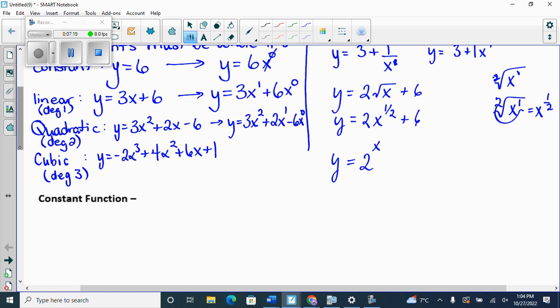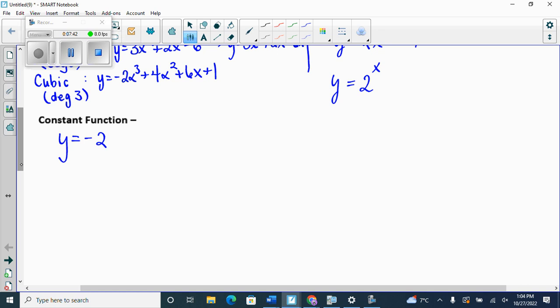Okay, constant function. Is y equals what? What was a constant function? We did it above. Y equals 6, or y equals 5, or y equals negative 4, or y equals whatever. So we could do y equals negative 2. That would be a constant function. A constant function is when the function only contains a constant. A constant is a number without a variable. And this one does. Now, constants make horizontal lines.